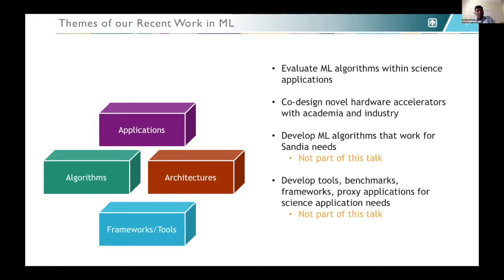And the work that we have been doing at Sandia, and I've been part of, you can think of it as four primary subtopics. One is how to use machine learning within some science application. I'll talk about that today. Number two is, can you use the hardware accelerators coming out of academia and industry in order to make machine learning go fast? And can you use that for machine learning that we are interested in and for non-machine learning applications that we are interested in? Okay, so the architectures aspect, I would talk about it.